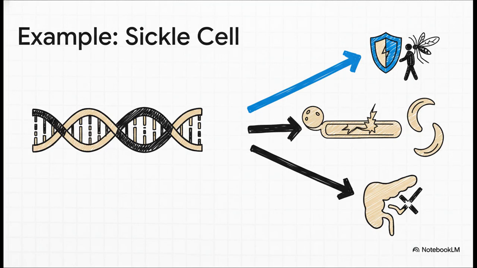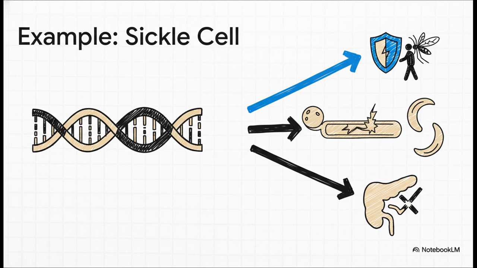And the absolute classic example of this is sickle cell anemia. It all boils down to a mutation in just one gene. The main effect is that it creates defective hemoglobin. This causes red blood cells to twist into this crescent or sickle shape. But from that one little change, you get this devastating package deal of symptoms. Those sickled cells clog up blood vessels, leading to terrible pain, rheumatism, and even organ damage.